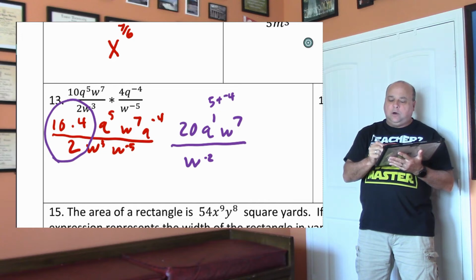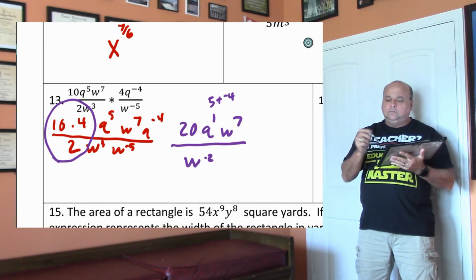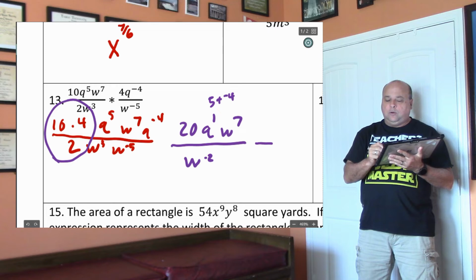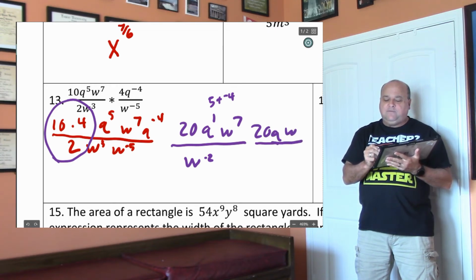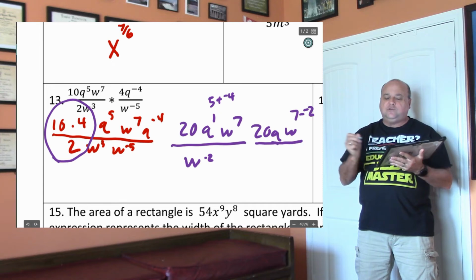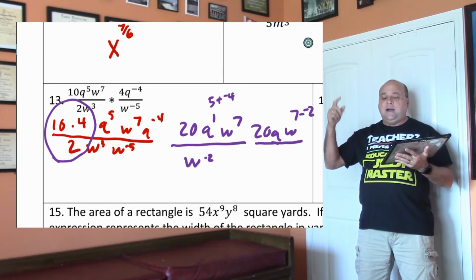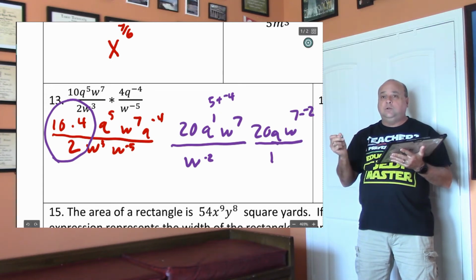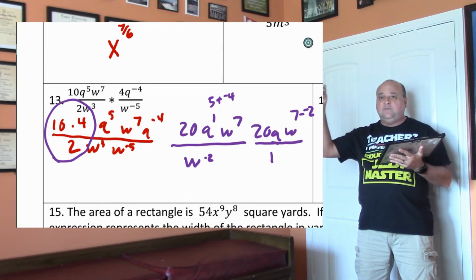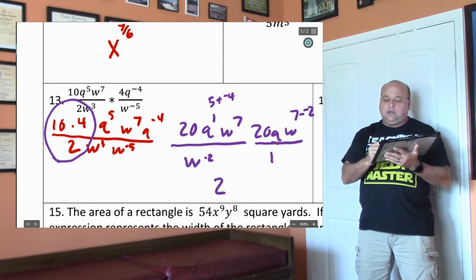Draw another fraction bar. Well, we really don't need the fraction bar, but go ahead and draw it. Put 20q, and then we have w to the 7 minus negative 2, don't you? 7 minus, and there's nothing left on bottom, so it's 1. 7 minus negative 2 is a 9, so my answer is going to be 20q w to the 9th.